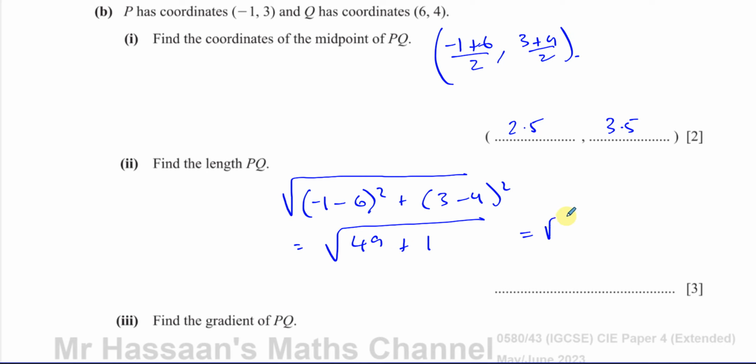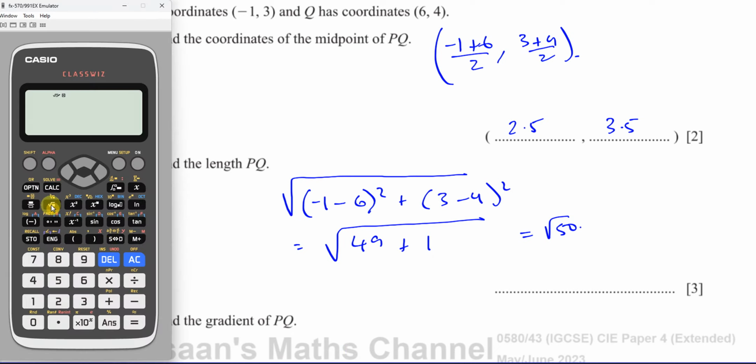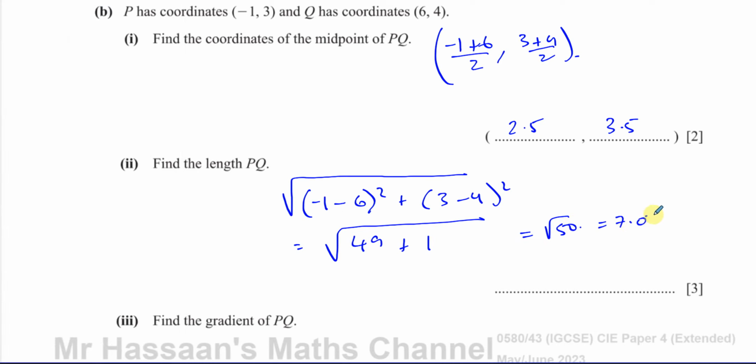So you end up with the square root of 50, which you should write to 3SF in the end. So we're going to have the square root of 50, which gives us 7.071. So we round to 3SF, 7.07. Then it says find the gradient of PQ, just to write down the coordinates so that we don't forget.